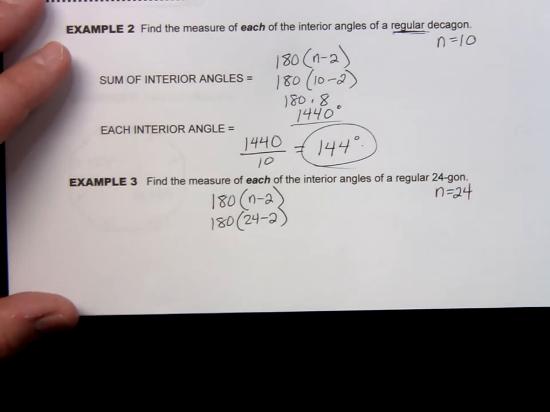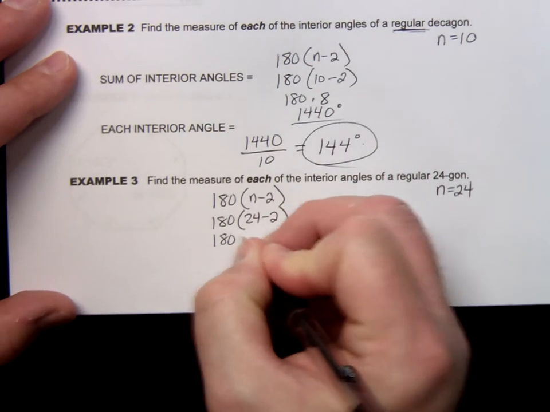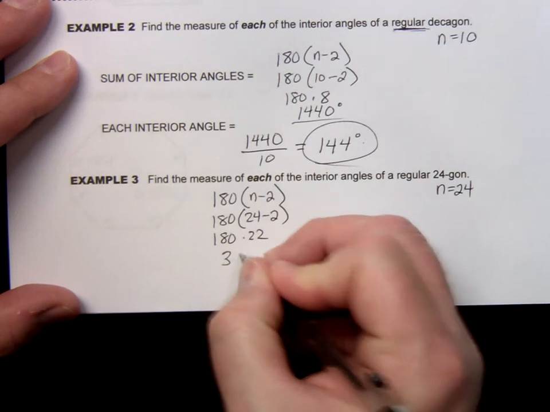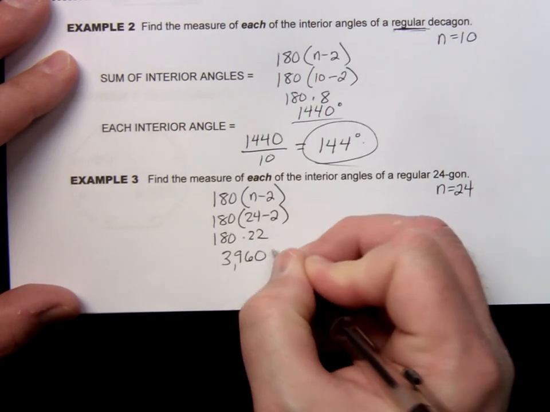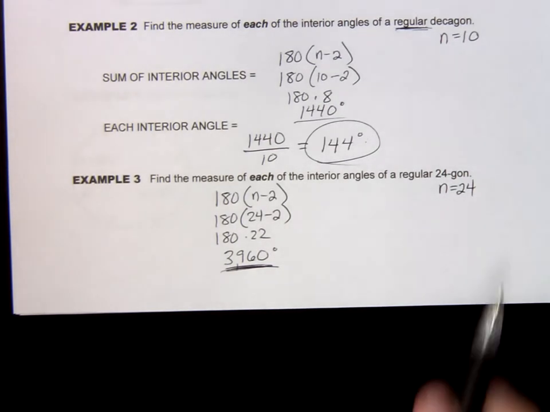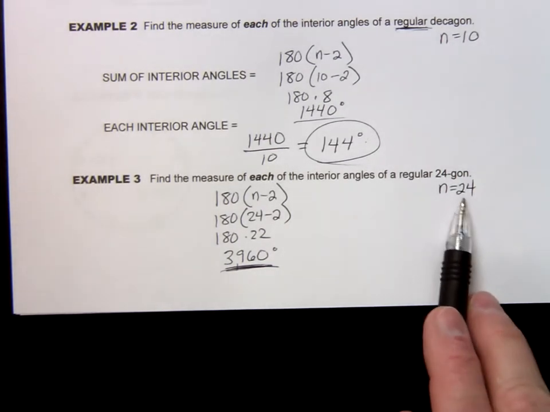So 24 minus 2 is 22. And 180 times 22 is 3,960. So this is what the angles are all adding up to. That's the sum. And remember, if the polygon has 24 sides, it has 24 angles.